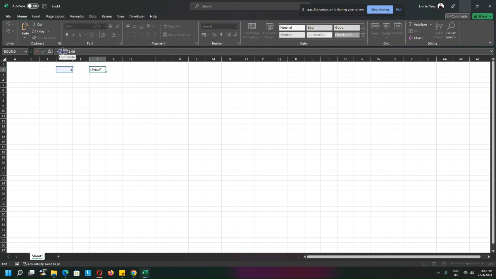But now notice how it is placed inside the formula. Price multiply 1.06 instead of D2 multiply 1.06. So it makes your entire formula a lot more readable.